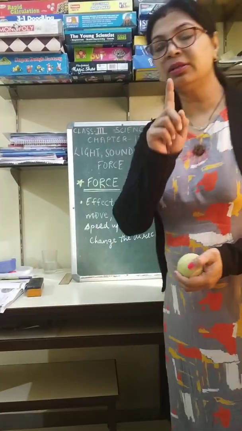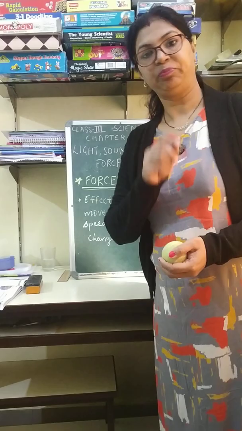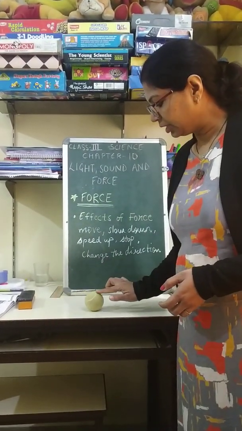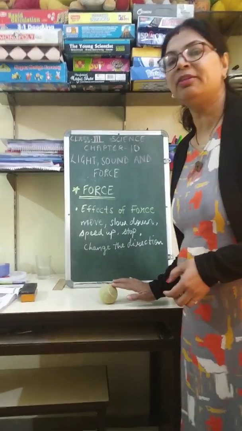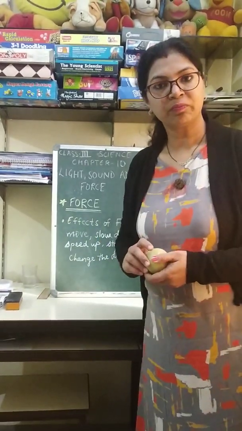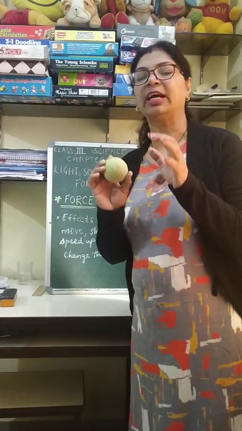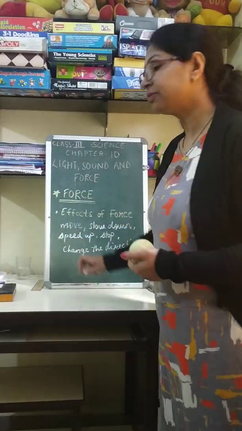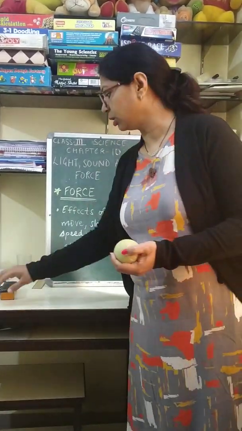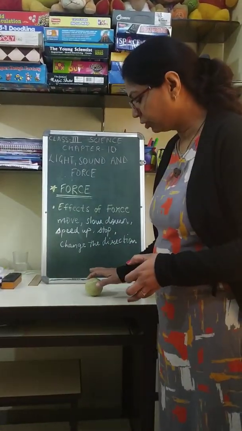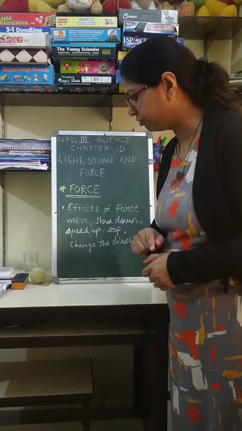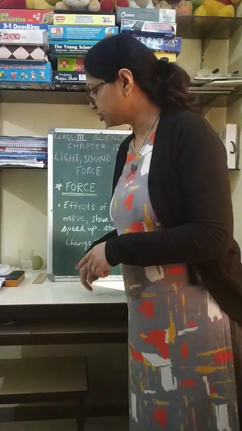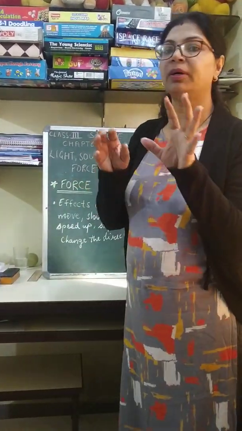Now it can slow down the object. How? See, a ball is coming to my side. I will apply little force and it will slow down. So the object is slowing down if I apply force. Next, it can speed up also. How? See, I applied little force, it's moving. But if I apply more force, what has happened? The speed has increased.